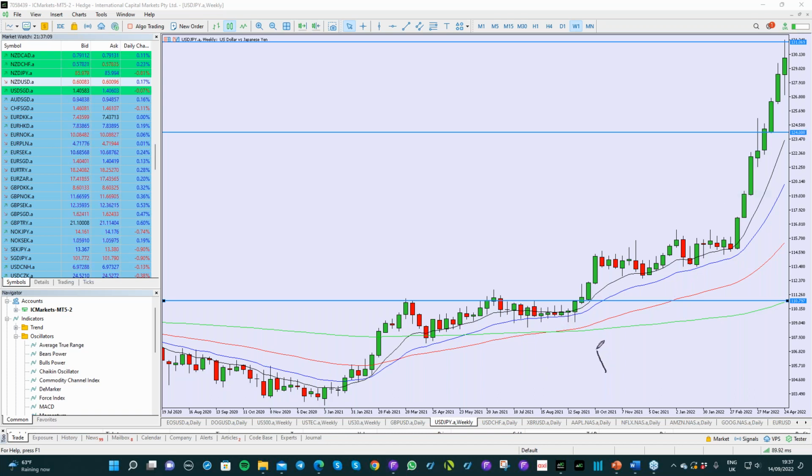But this candlestick here is a very powerful candlestick. This is an engulfing candle. And an engulfing candle is where the high and the low of the candle completely engulf the previous candle. So the high and the low of the previous candle are within the high and the low of this next candle. And that indicates a huge shift in momentum.